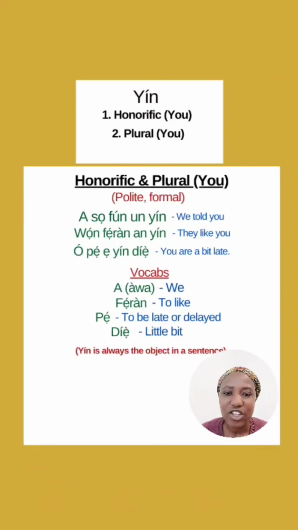And a quick look at the vocabs. A means we. And it is taken from the word àwa. Àwa also means we. But the way àwa is used in the sentence is a bit different from the way a is used in a sentence. So all of these breakdowns is something I'm going to cover in lessons. Okay? So look out for them.